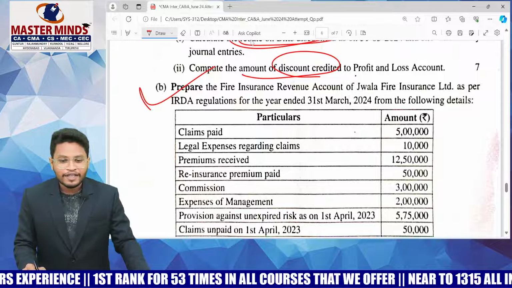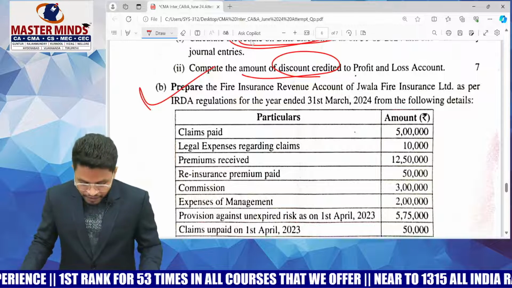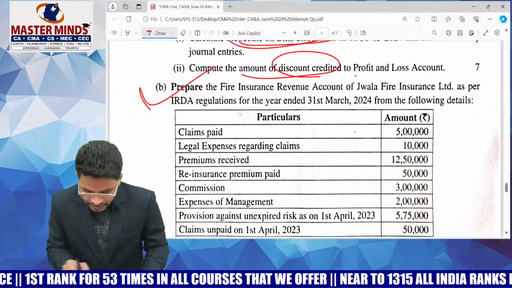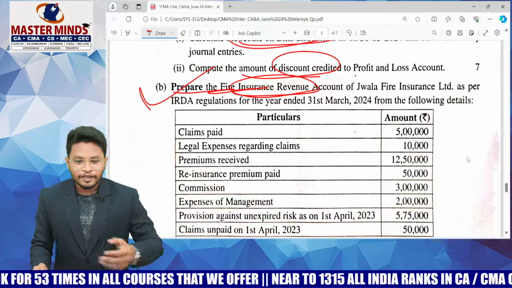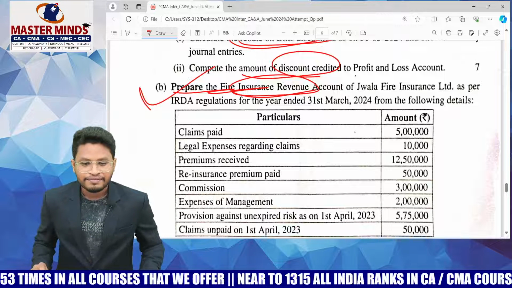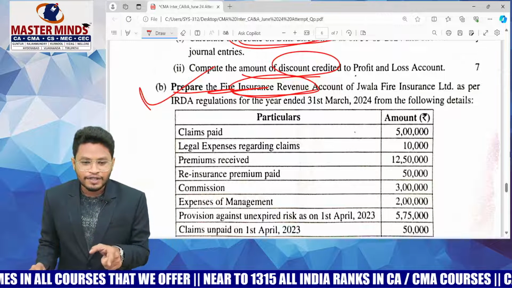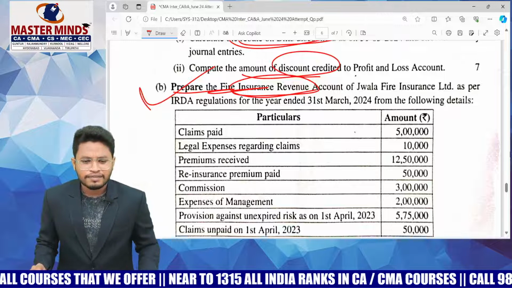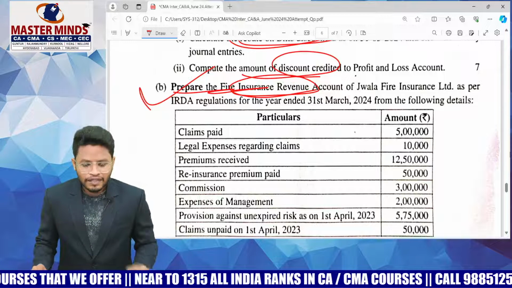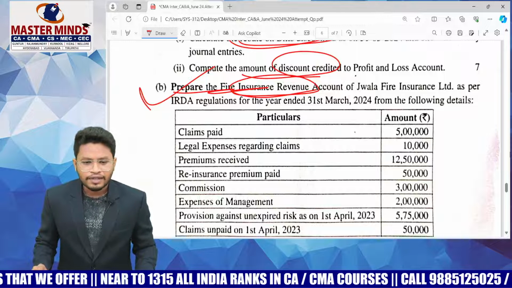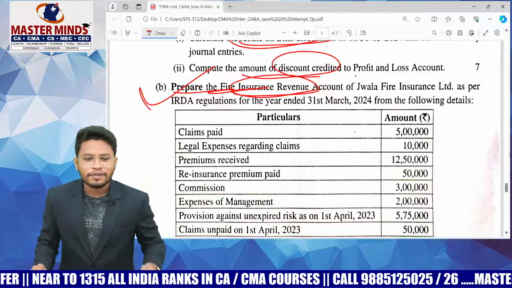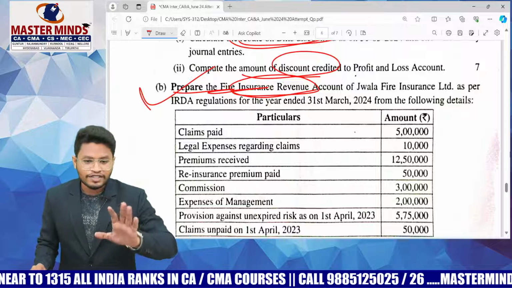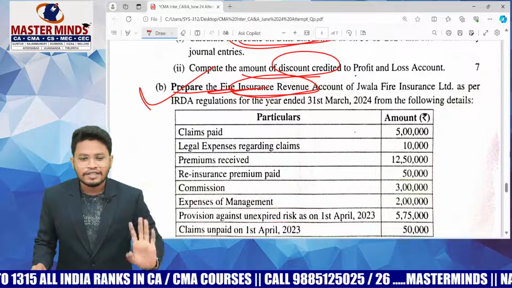And from insurance companies, prepare fire insurance revenue account. This is also a direct question from our material. If you are thorough with that material, first concept, I think it's the first concept. In case of a fire insurance company, revenue account preparation, first concept, a direct question from our material. If you are thorough with that chapter, it is easy to answer.